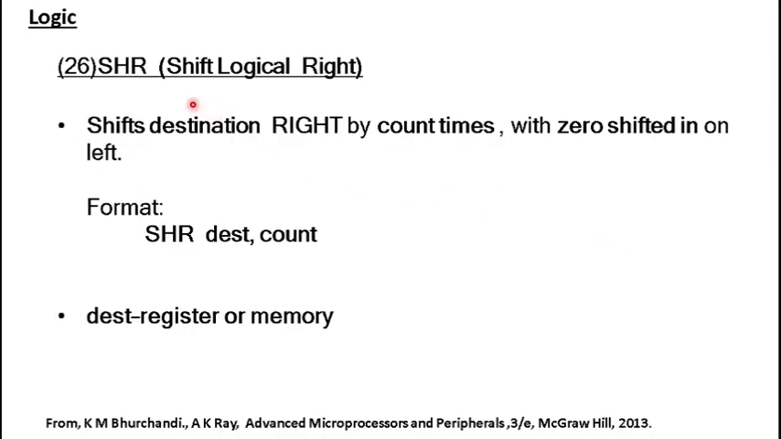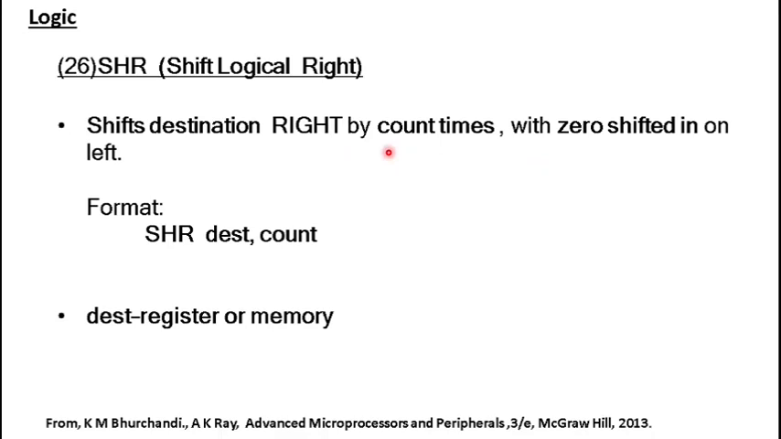Next instruction is shift right. In case of right shift instructions, the behavior will be different. We have actually two shift instructions: shift logical right and shift arithmetic right. First we will see shift logical right. In shift logical right, the destination will be shifted count number of times to the right, with 0 shifted in from the left. That's the main thing to note.